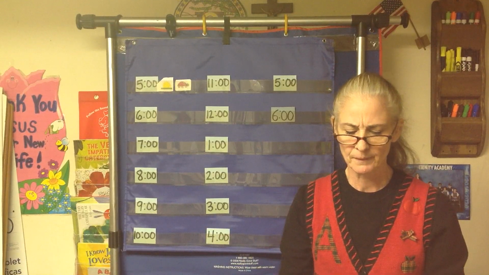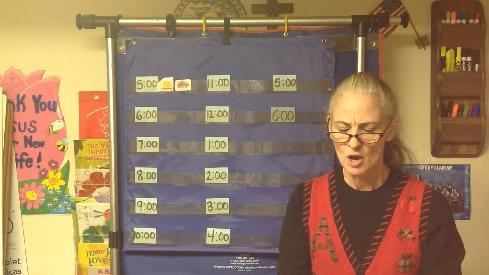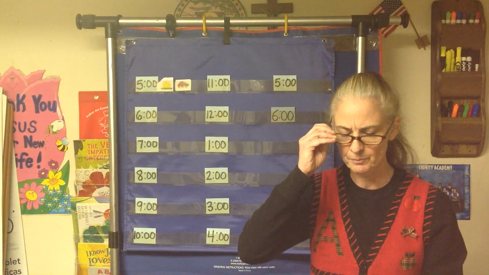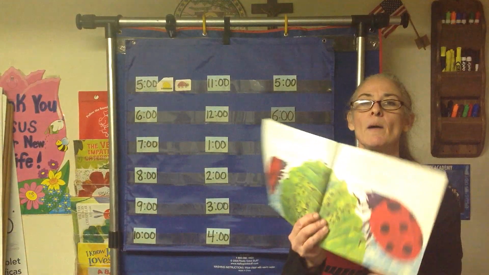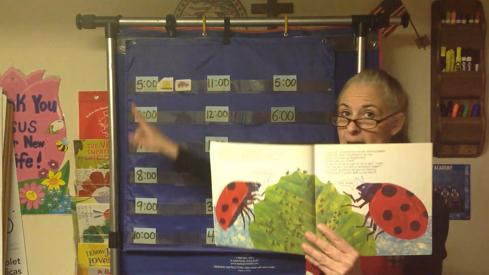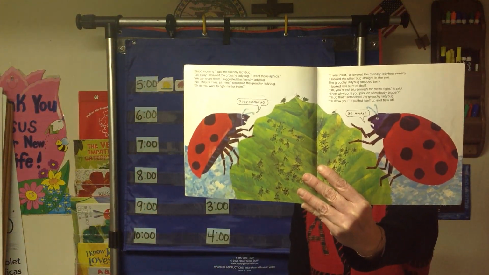It looked the other ladybug straight in the eye. The grouchy ladybug stepped back. It was a little less sure of itself. Oh, you're not big enough for me to fight anyway, said the grouchy ladybug. Then why don't you pick on someone bigger? I'll do that, screamed the grouchy ladybug. I'll show you. And it pulled itself up and flew away. So that was at 5 a.m., 5 in the morning.